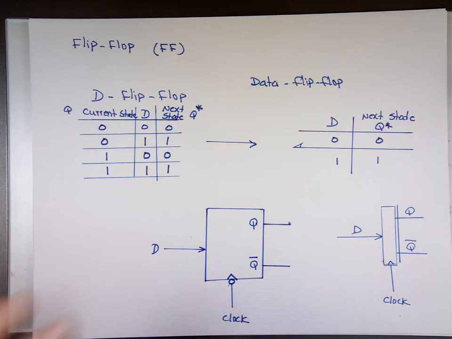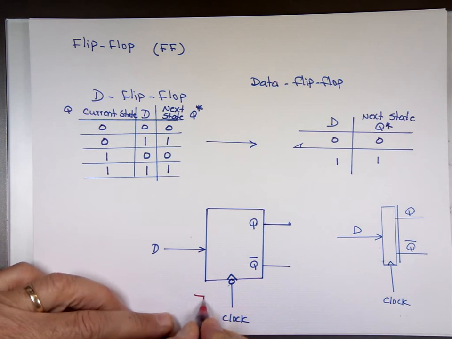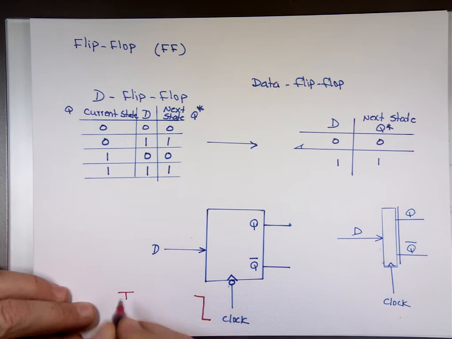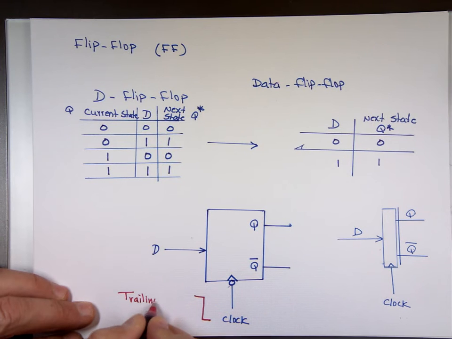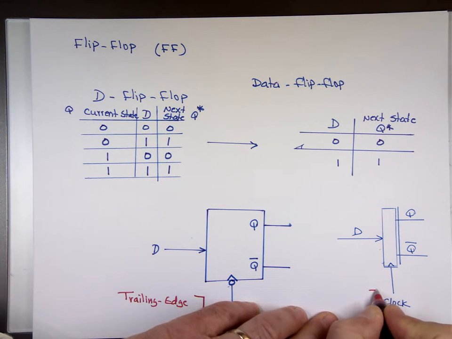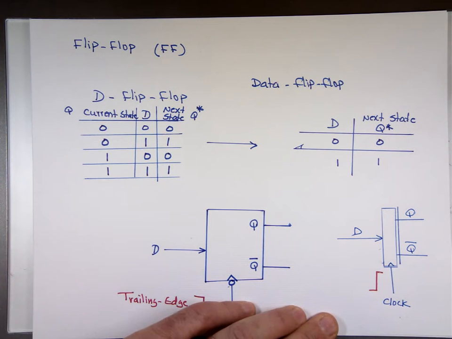Well, you want all these flip-flops to click and move at the same time. You don't want one clicking when this one is not ready for it. So we have a clock that runs these. When you see the clock like this, that tells you actually this flip-flop works when the clock goes from high to low. That's what the bubble is. That's called trailing edge, as the clock goes from high to low. And this one, because there is no bubble, this one actually will go on the rising edge or leading edge.